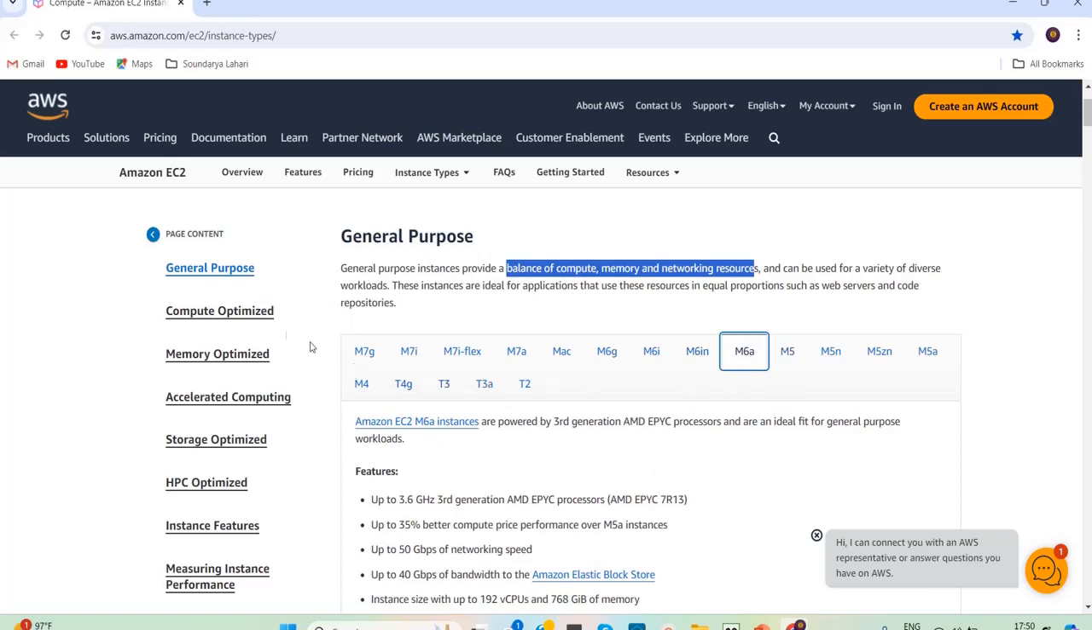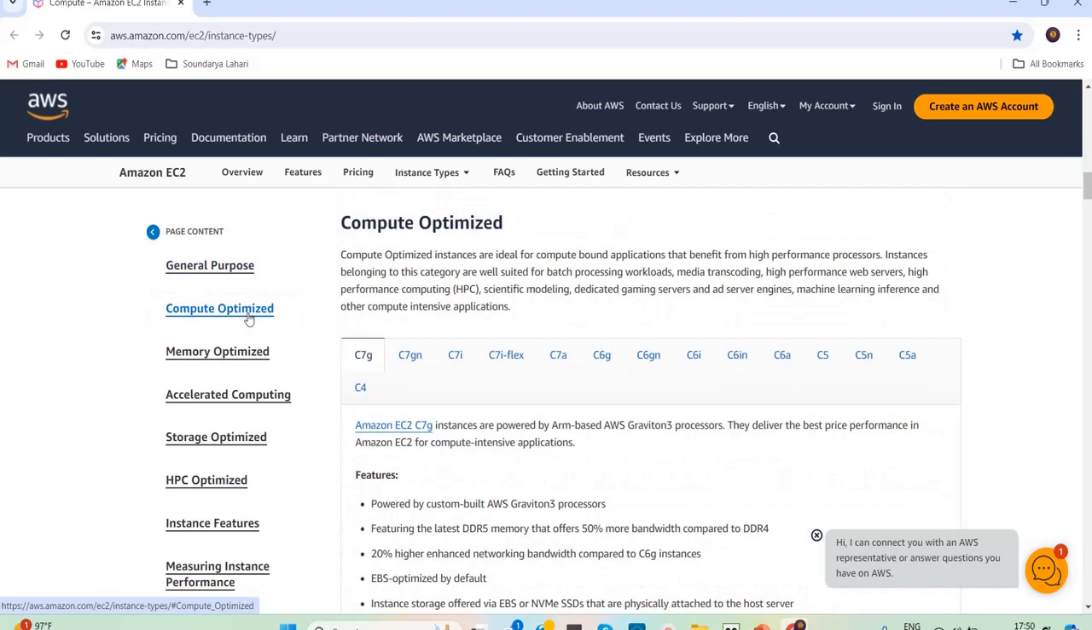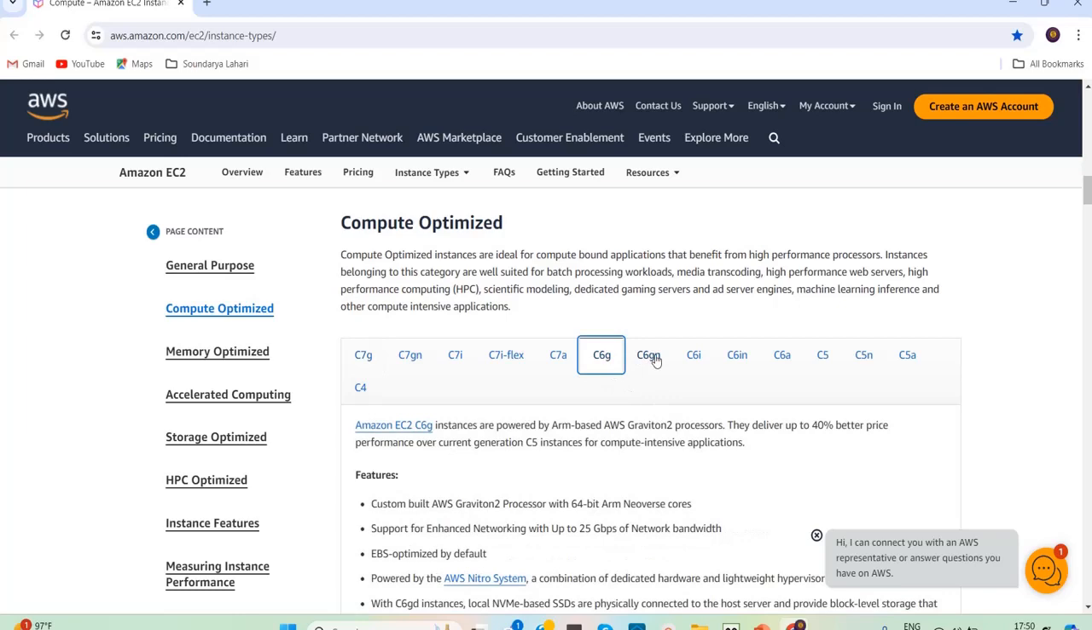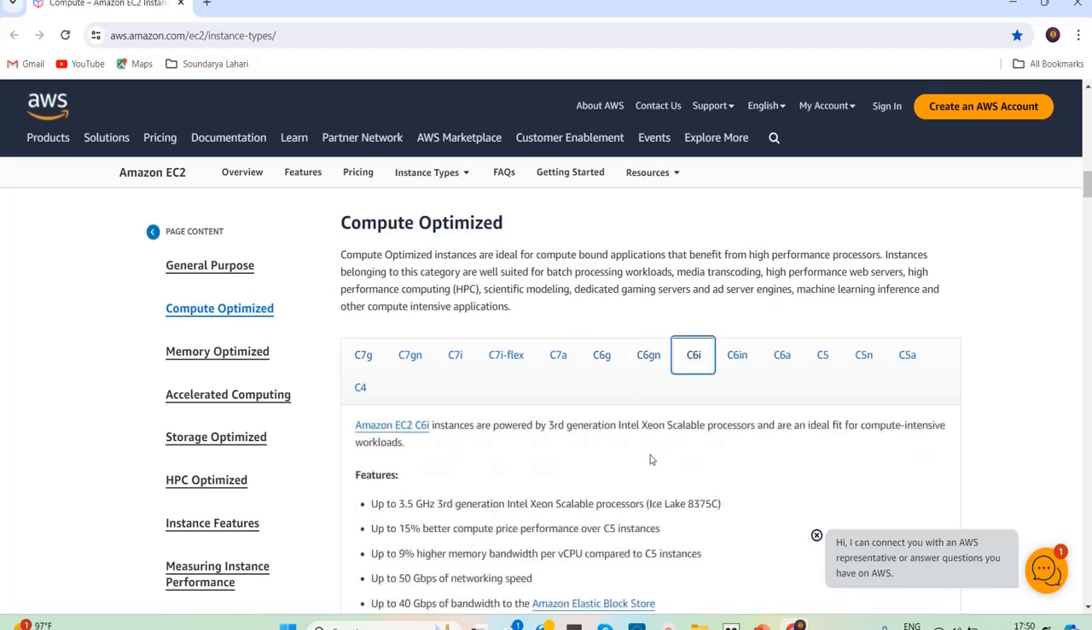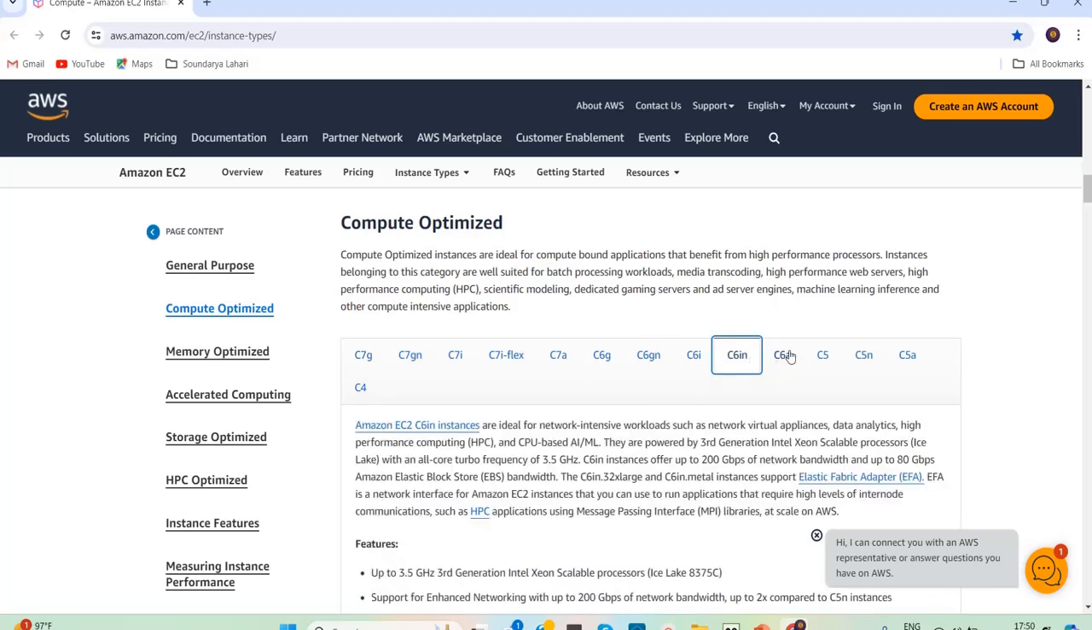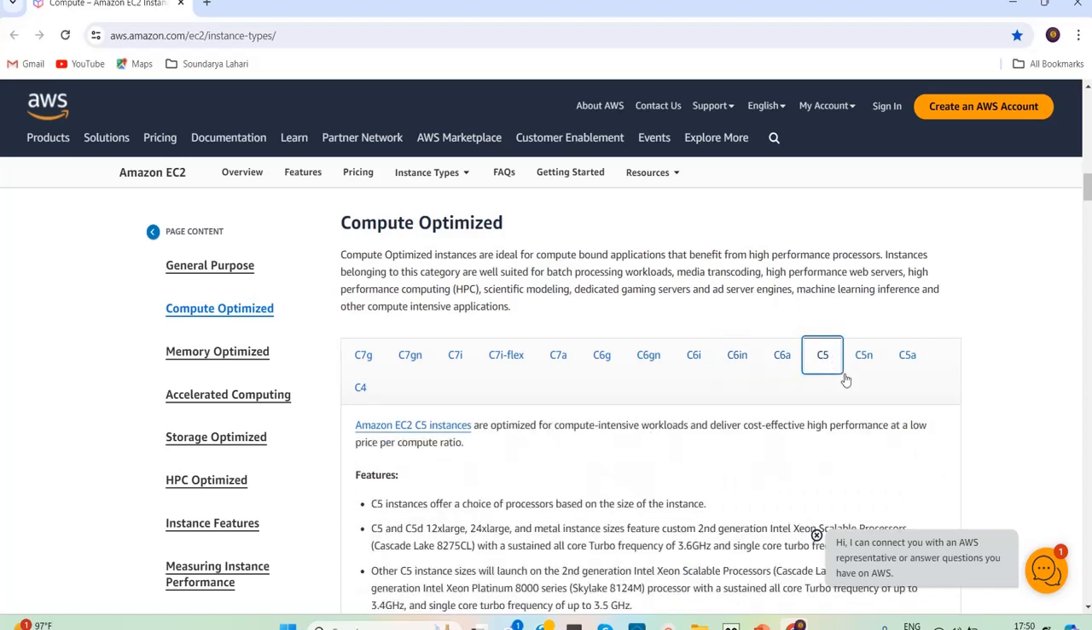So just like that. And the second one is compute optimized. See, compute optimized instances are ideal for compute bound applications that benefit from high performance processors. So if your project or your organization is worried about performance, if they need high performing kind of virtual machines, they can go with compute optimized instances. They can take any of the instances here. It again depends on the different processors and all. Then they can select this.